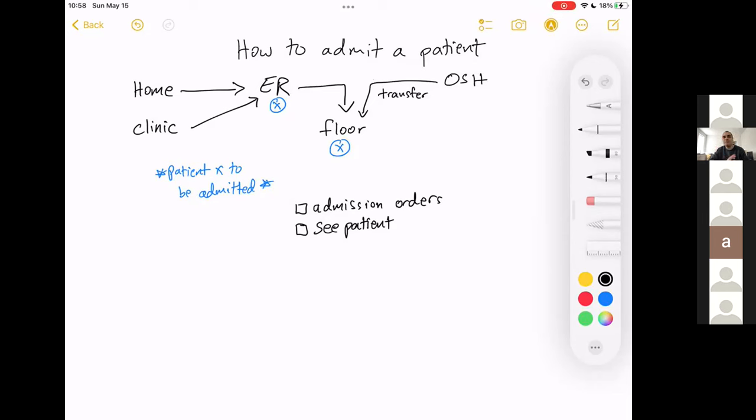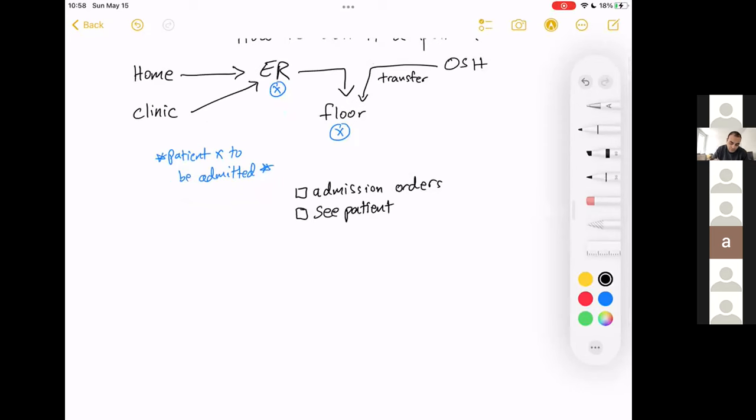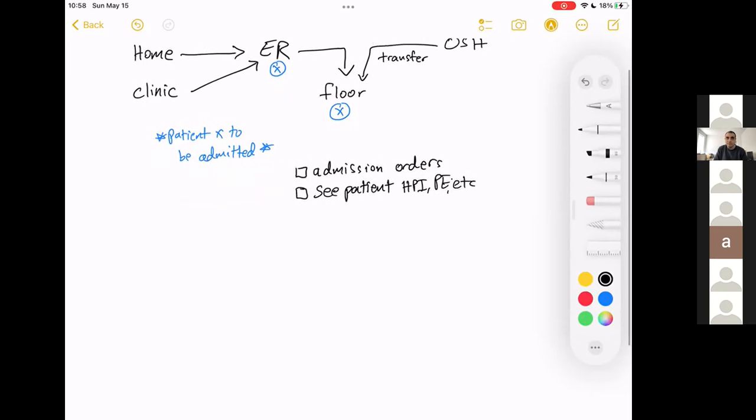Admission orders are very, very generic. You don't need to know anything about the patient to place these orders. You just need to have general knowledge. And then you see the patient. When you see the patient, you're going to take your HPI, you're going to do your physical exam, whatever. Okay, so you're going to talk to the patient essentially.